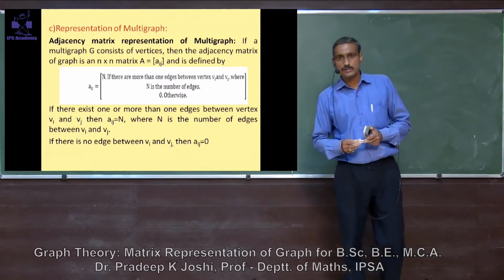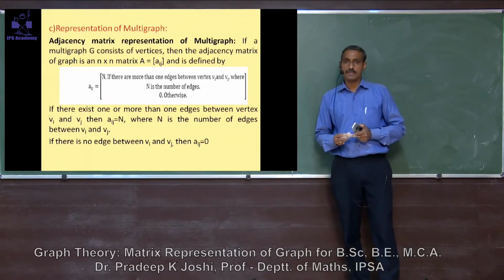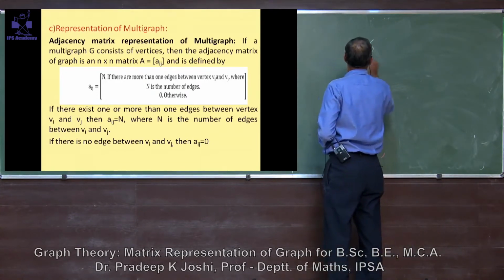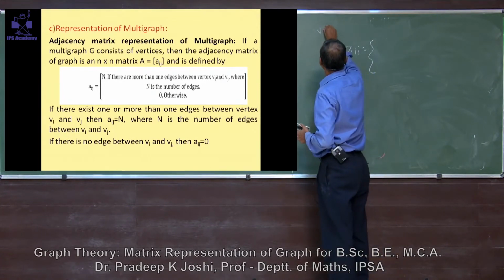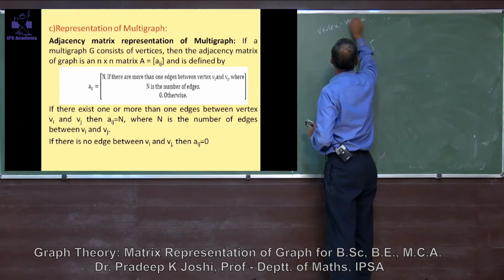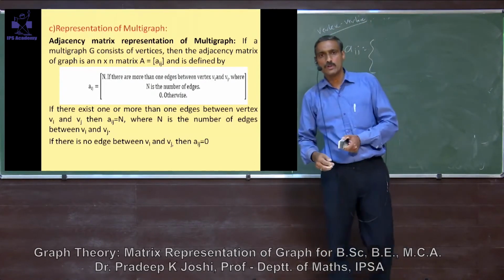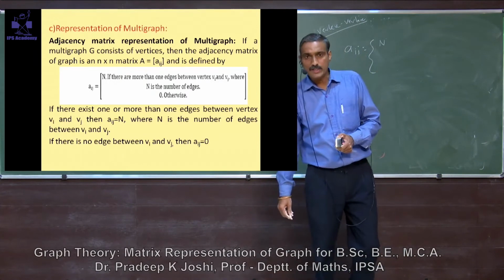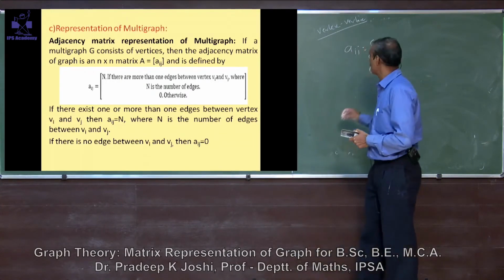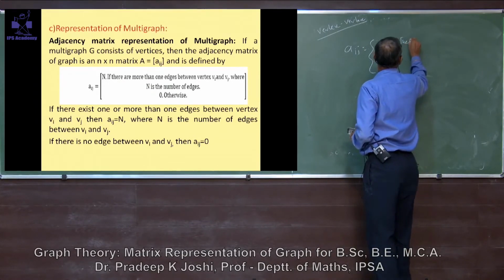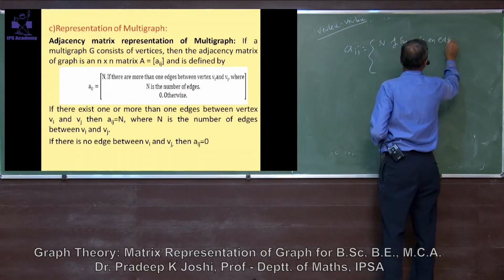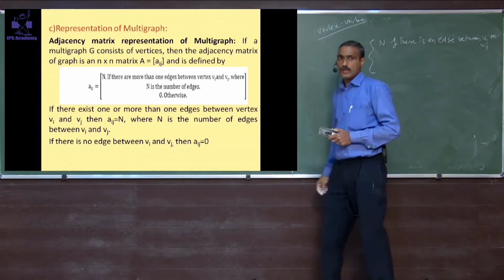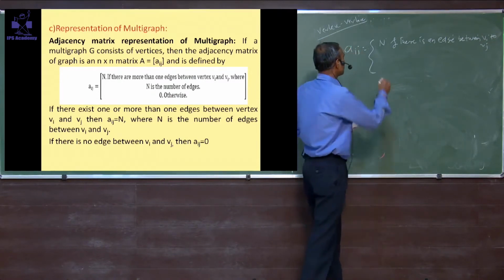If a multigraph G consists of n vertices, then the adjacency matrix of the graph is an n by n matrix, with elements aij defined as follows. Here also, for the adjacency matrix, this is a vertex to vertex matrix, so rows represent vertices and columns also represent vertices. aij equals n, where n is the number of edges between vi and vj, otherwise put 0.